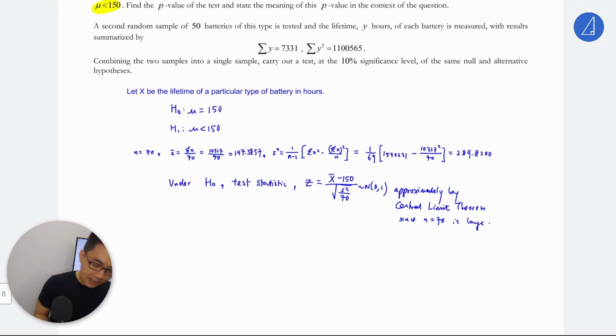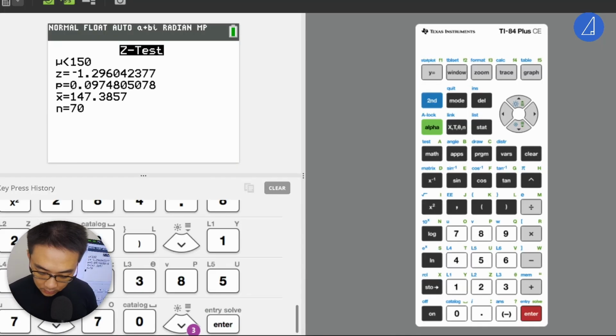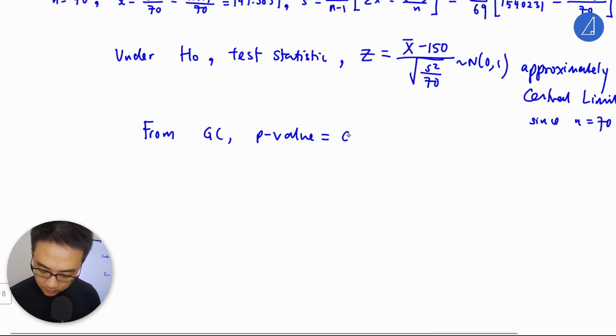So once you're done, you just get from the GC the p-value, which is 0.09748.